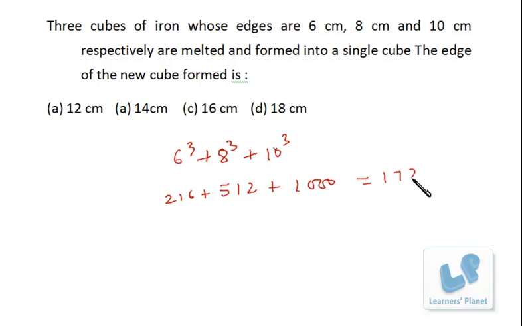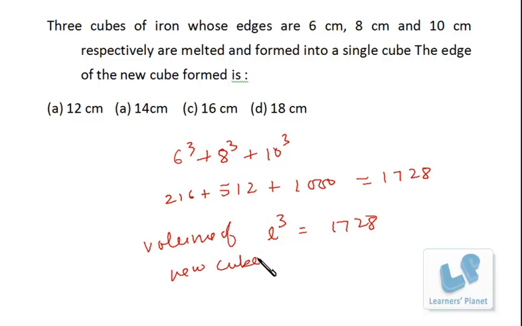So that is 1728, right? And this is the volume of the new cube which is formed, right? So this is actually L cube, that is side cube, that is the volume of the new cube. I assume the length of the edge of the new cube is L. So L cube will be 1728. That means L will be 12, that is the cube root of 1728. And we are asked about the edge of the new cube. So that will be 12 centimeter. I hope you are clear.